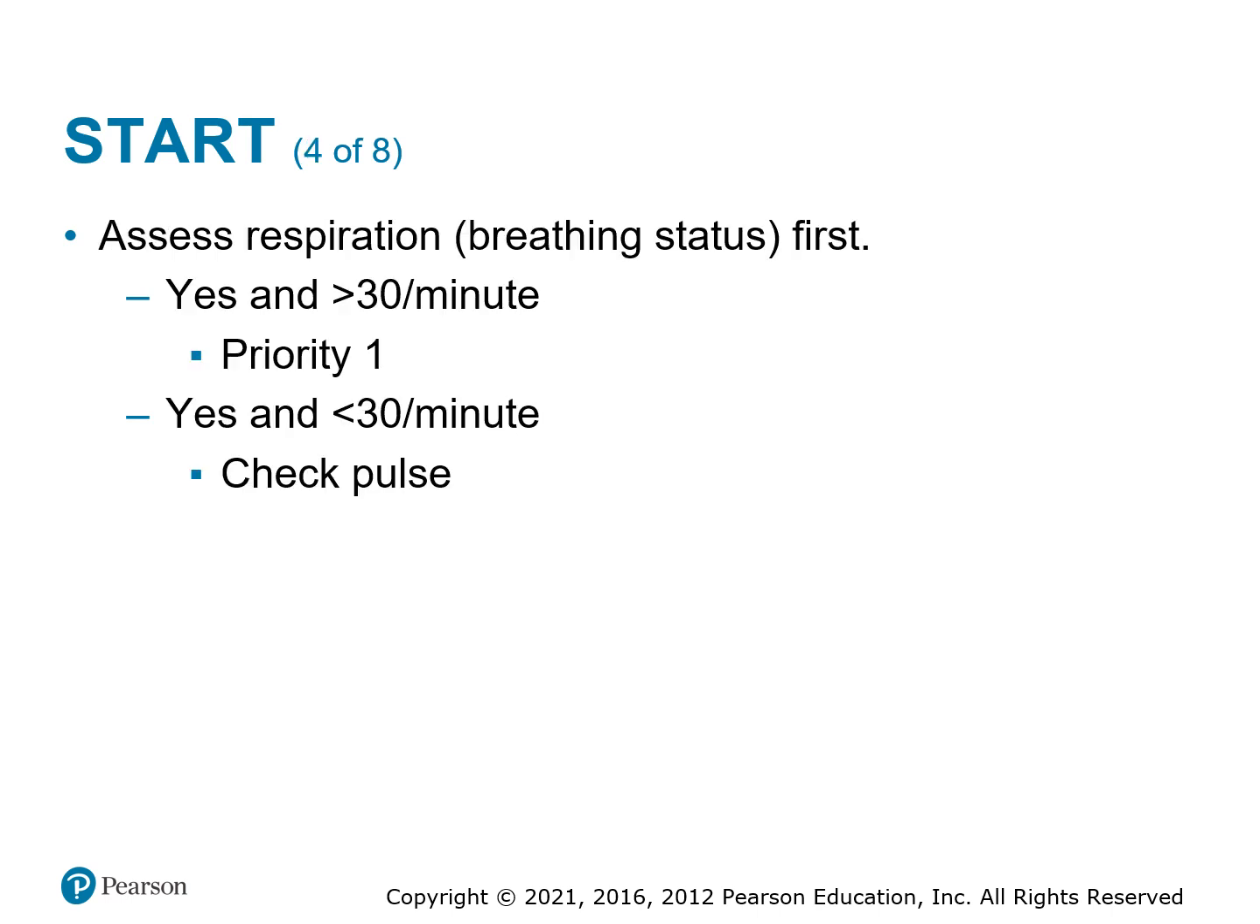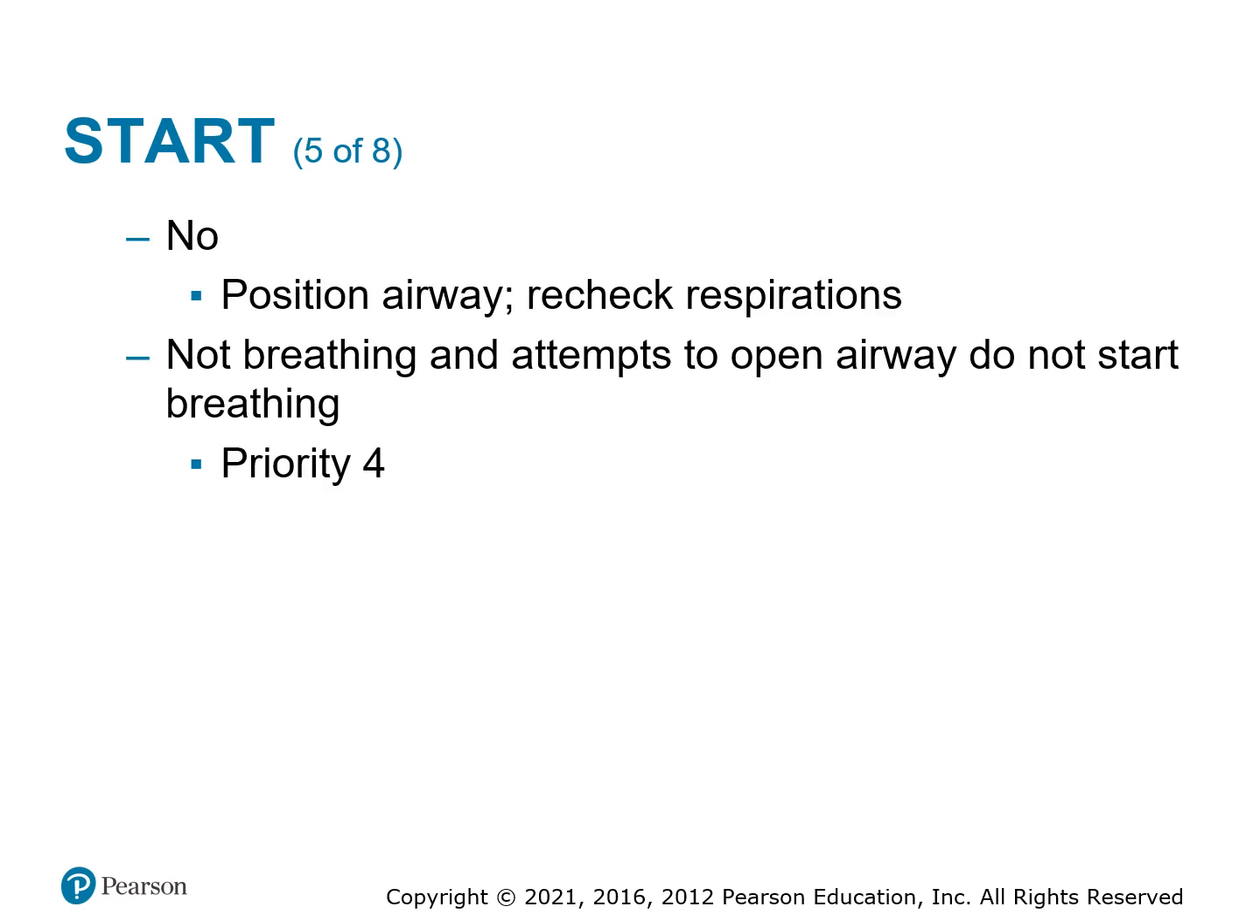Assess respiration, so breathing status first. If yes and more than 30 a minute, it's priority 1. If yes and less than 30 a minute, we're going to check a pulse. If they are not breathing, we can position the airway and recheck respirations. If they're not breathing and attempts to open the airway do not start breathing, they are a priority 4 or priority 0 patient.